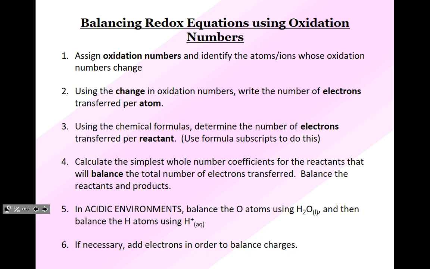In acidic environments, balance the oxygens using water and then balance the hydrogen atoms using H+ ions. If necessary, add electrons in order to balance charges.